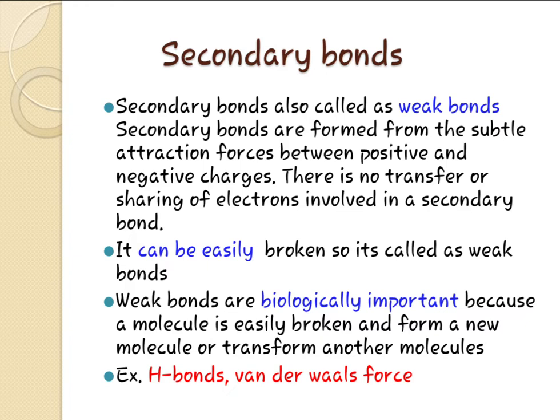So what is the difference between primary bonds and secondary bonds? In the primary bonds, the sharing of electrons from one atom to another atom is the basic structure. The sharing of electrons is in primary bonds, but in secondary bonds there is no sharing of electrons between the atoms. Okay. The secondary bonds are bound or joined together by negative or positive charges. Okay. It can be easily broken.